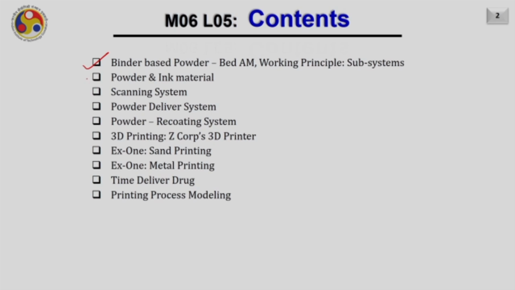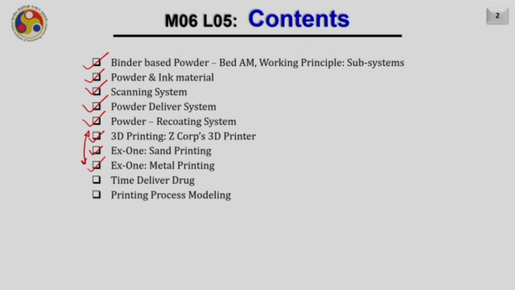Then we shall discuss in detail the powder which can be used along with the ink material, the different types of scanning systems, the powder delivery systems, and powder recoating systems. Then we shall discuss three main commercially available machines of different kinds for binder based powder bed additive manufacturing systems. The first one is called 3D printing by Z Corp, and then by X1 the sand printing, and by X1 the metal printing.